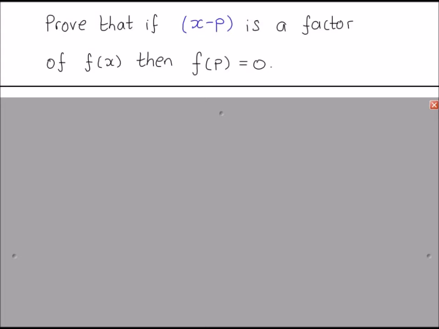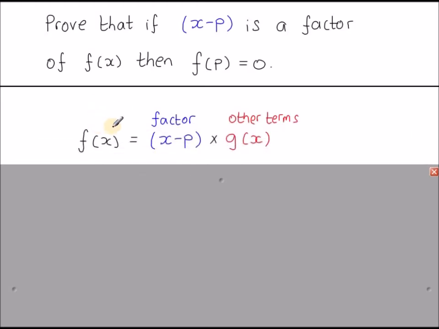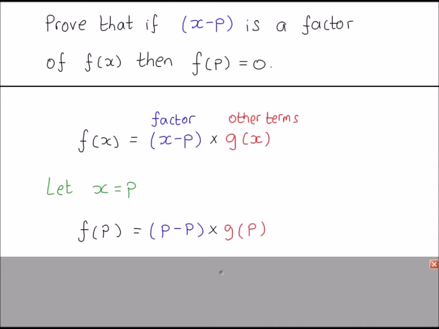Okay, we're proving that if x minus p is a factor of f of x, then f of p is 0. So we can write f of x as the factor times other x terms. f of p, that means x is p, so we substitute in p for x, so here, here, and here, like this, and we can see that this is 0.